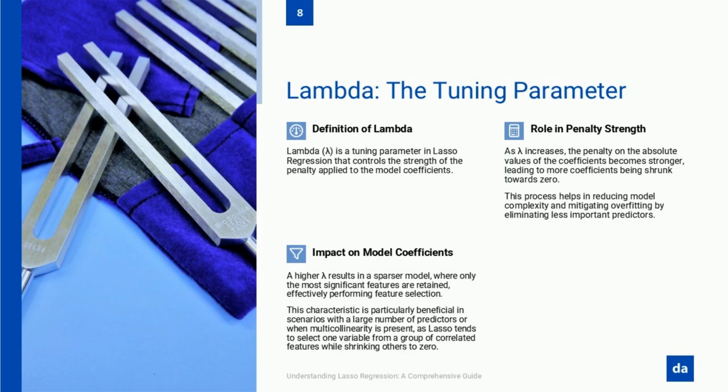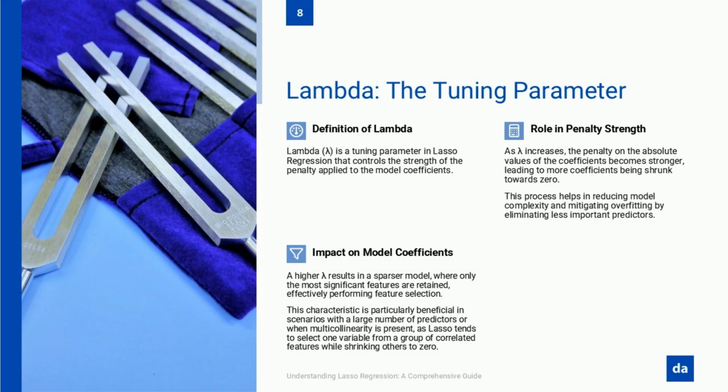This is where things get practical. Instead of just guessing, we use a method called cross-validation. Here's how it works. We take our dataset and split it into multiple parts, some for training, some for testing. Then we train the model using different values of lambda and see how well it performs on test data. The lambda that gives us the best balance between accuracy and simplicity is the one we choose. This is how we make sure our model isn't too complex, but also isn't too simple.